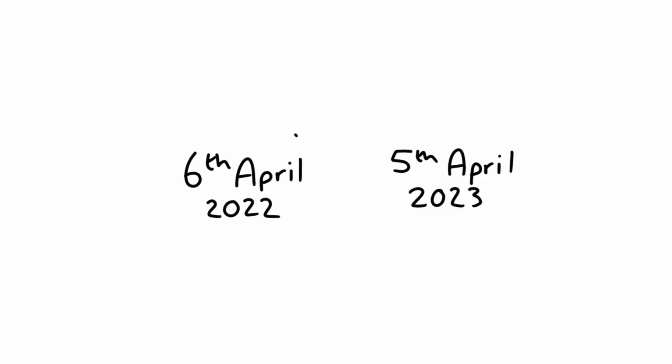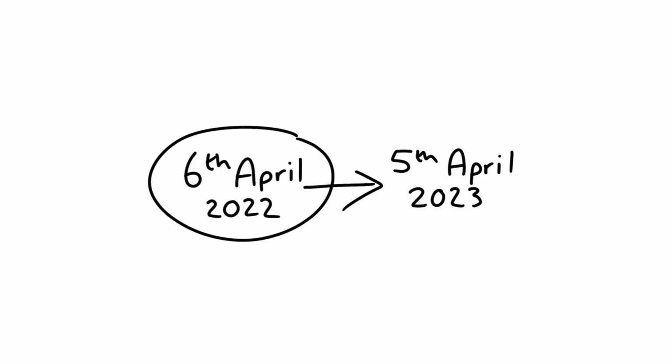For reference, the tax year is a 12-month period starting from the 6th of April one year all the way through to the 5th of April the following year. And if you've earned over £1,000 through content creation in that period, then you need to get registered.